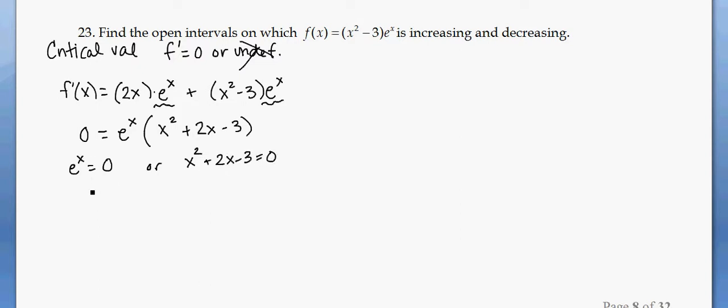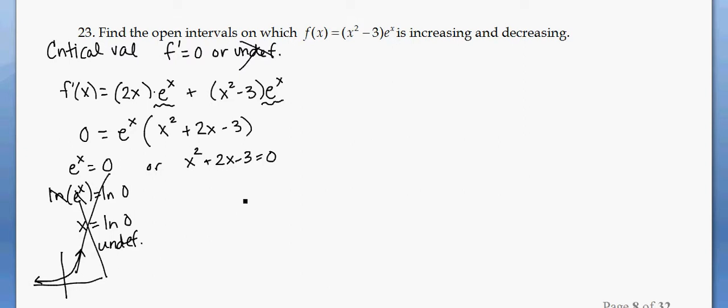Either e to the x is 0, which never happens. Algebraically, we can see that because if we take the natural log of both sides, that's what cancels out the e to the x, and x is equal to the natural log of 0, but that's undefined. The other way to have solved that is just graphically. Think about it, what does e to the x look like? E to the x looks like this and has a horizontal asymptote at the x-axis, and so it never crosses the x-axis. It's never 0, so we're not getting any critical values there.